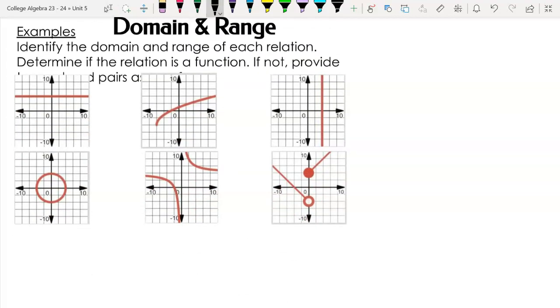This is where we're kind of headed, some parent functions. So you have square root right here in the middle. This is going to be x equals a number. This is going to be y equals a number. This is a circle, which we don't talk about as a function a whole lot. This is one of our parent functions. It's a piecewise function. But again, domain and range is the general idea.